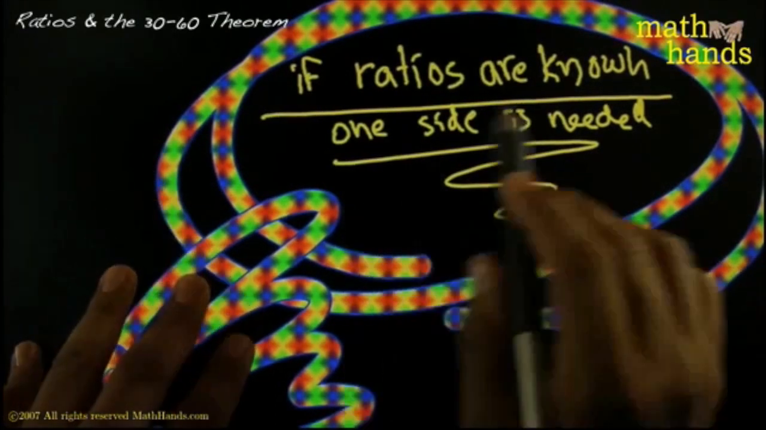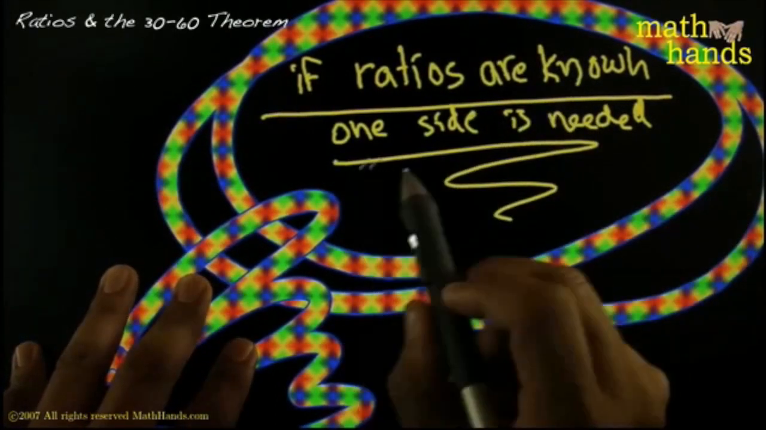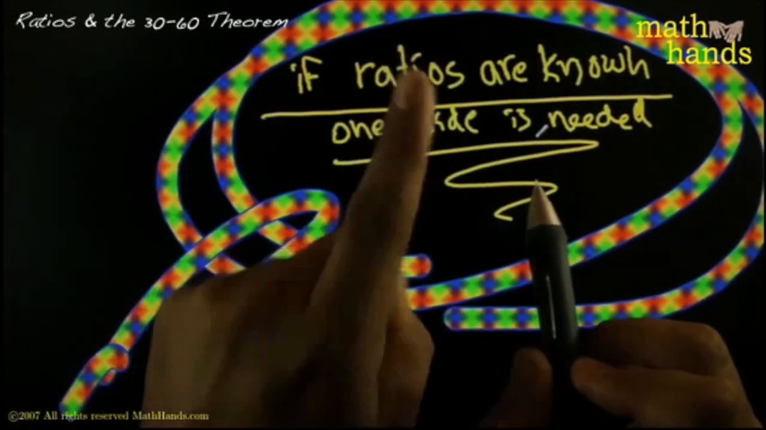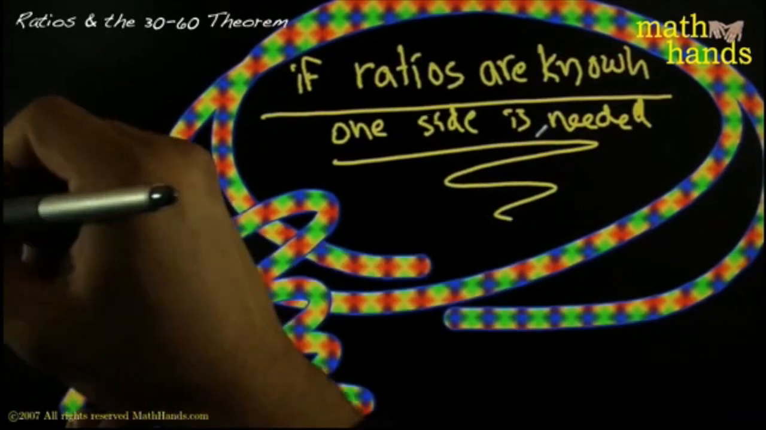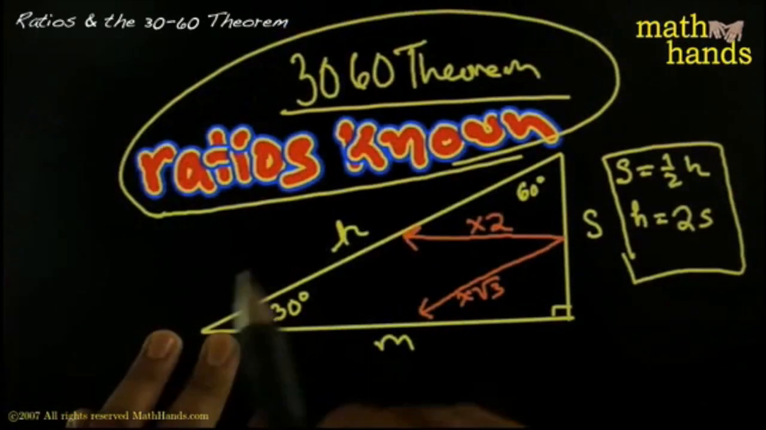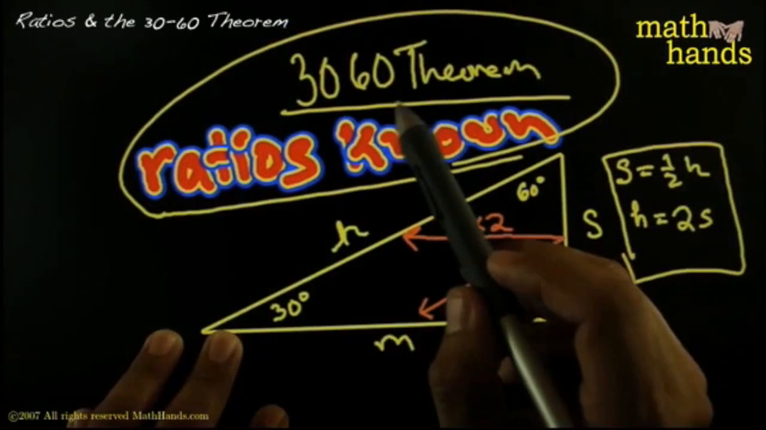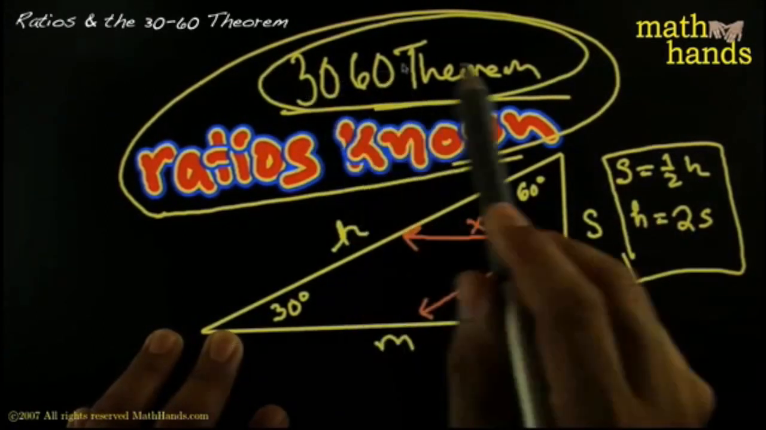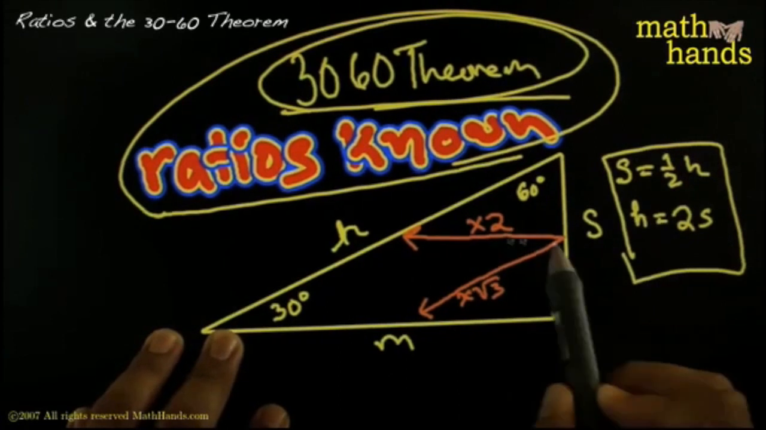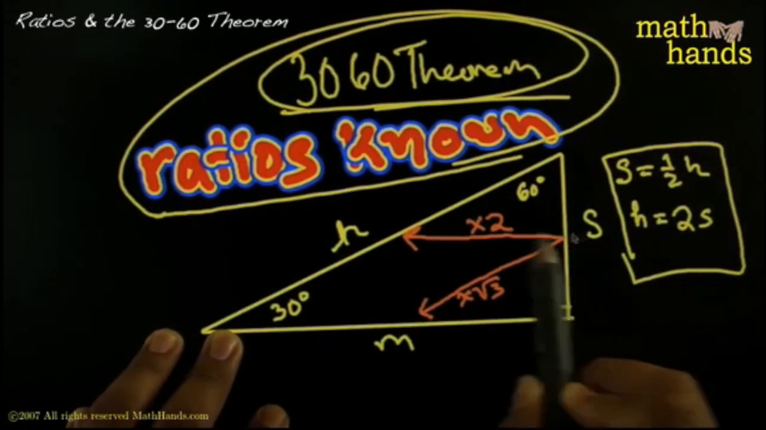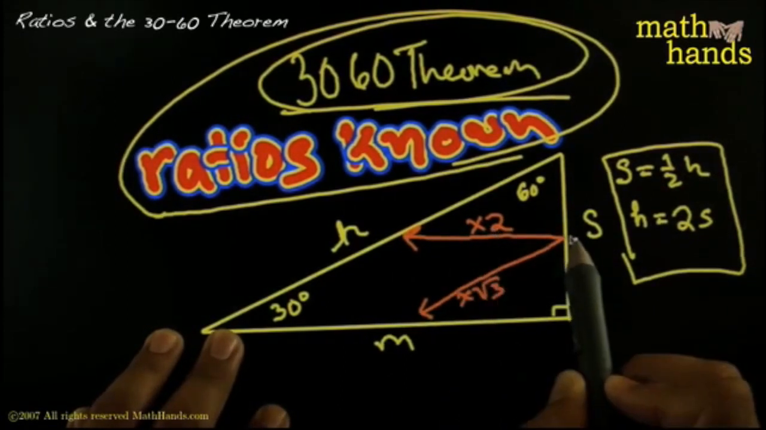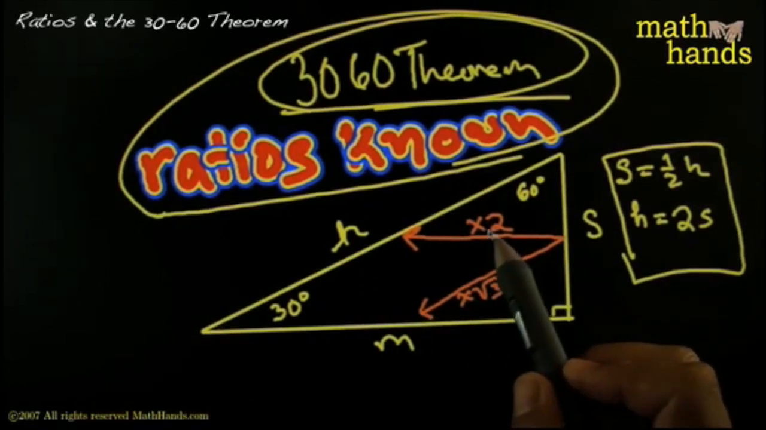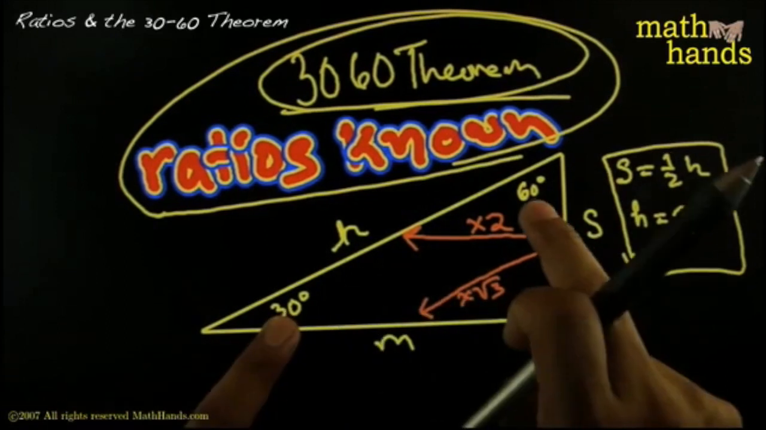But if you know the ratios, it gets even nicer. All you need is one side. From one side, if you know the ratios, the ratios will deliver the other two. A very, very special example of a triangle where we know the ratios is a 30-60 triangle. On a 30-60 triangle, the ratios are very, very special. They go like this. To go from the small one to the hypotenuse, you multiply by 2. To go from the small one to the medium one, you multiply by square root of 3. Okay? All bets are off if the triangle is not 30-60.